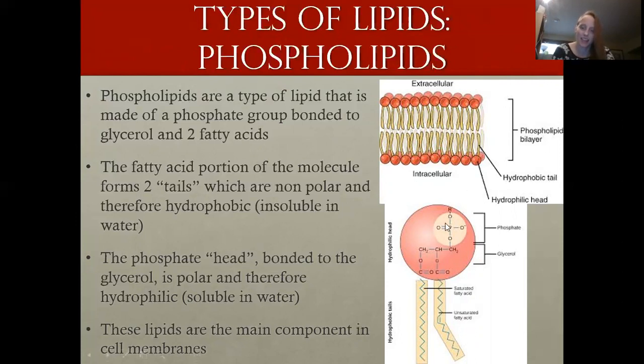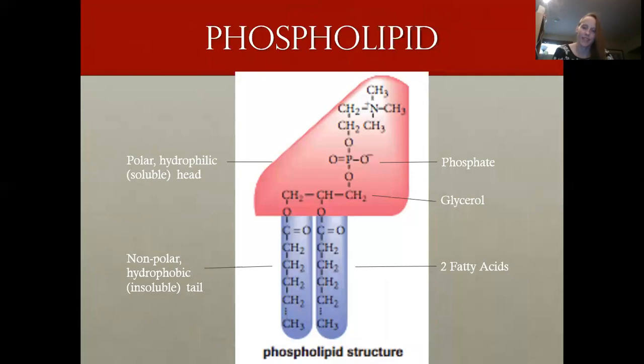And again, this is just kind of a picture of what it looks like. So right here, we would have our glycerol. The light circled part up here is the phosphate, and then we have the 2 fatty acid tails sticking off. This is just another image of what our phospholipid would look like.